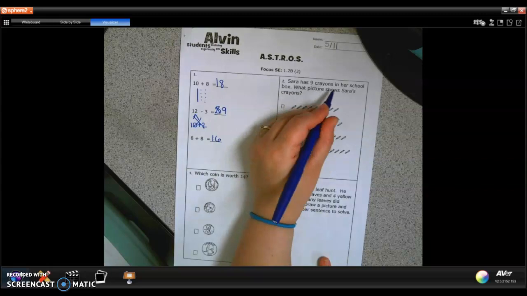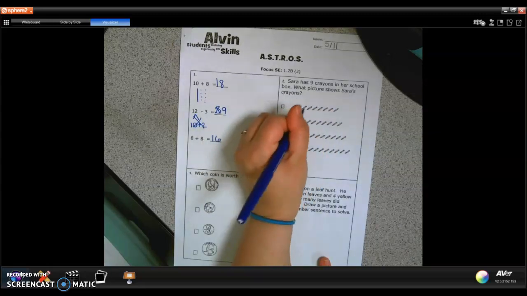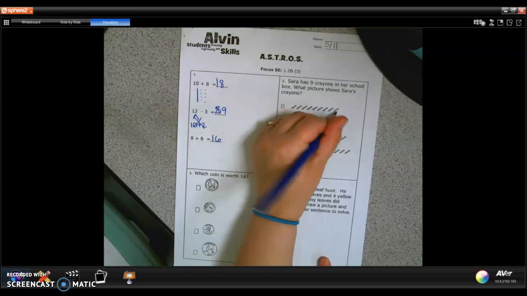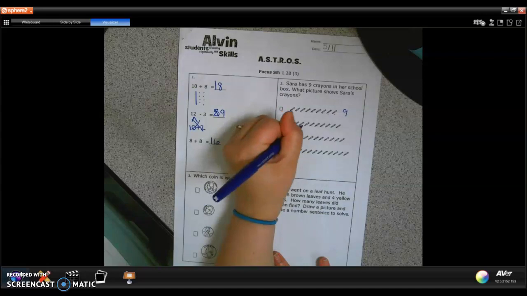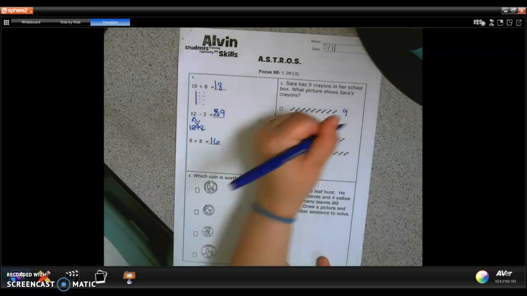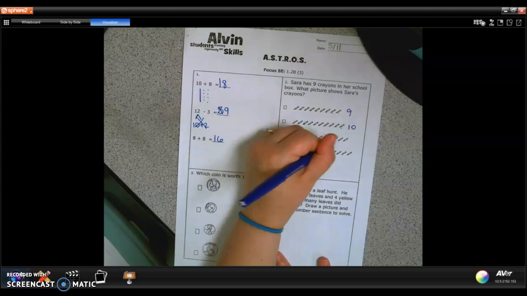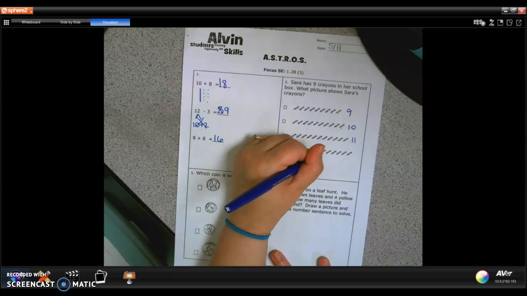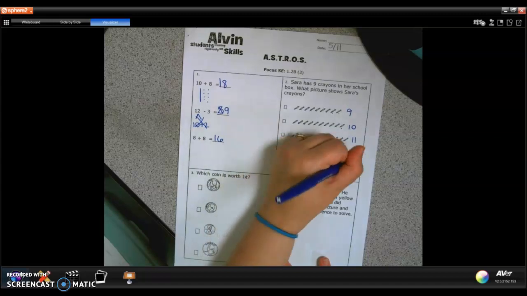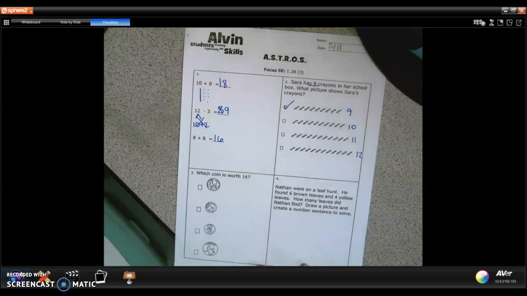Sarah had 9 crayons in her school box. Which picture shows Sarah's crayons? 1, 2, 3, 4, 5, 6, 7, 8, 9. I'm not done. I've got to go check all my answers. 1, 2, 3, 4, 5, 6, 7, 8, 9, 10, 11, 12. I'm looking for 9 crayons. This is the only reasonable answer.